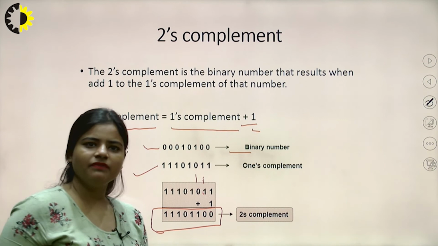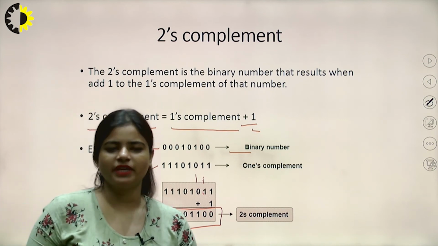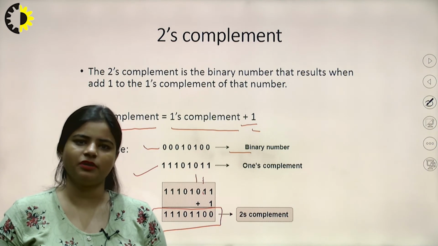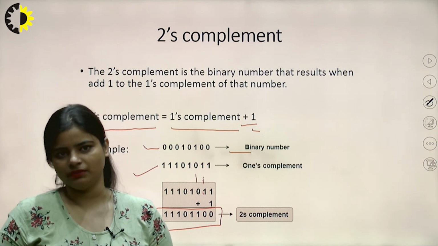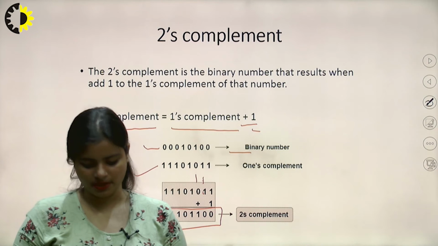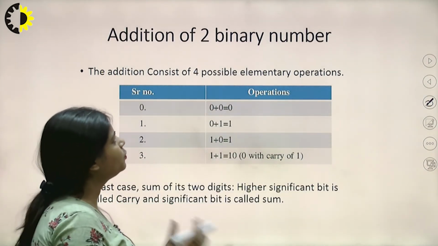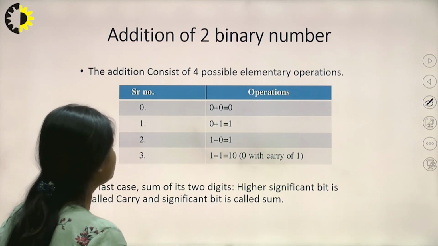Whenever we want to find the 2's complement of any number, we need to learn only one rule: take the 1's complement of that given number and add 1. This is the simplest rule of 2's complement. Next, we are going to learn about the addition of two simple binary numbers. It is a very simple process.